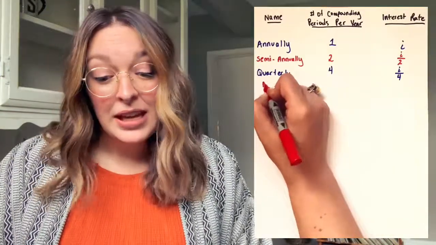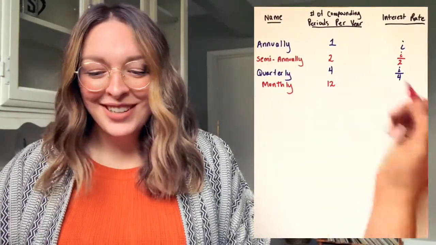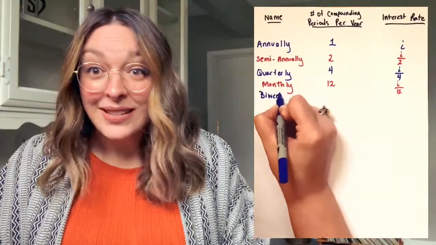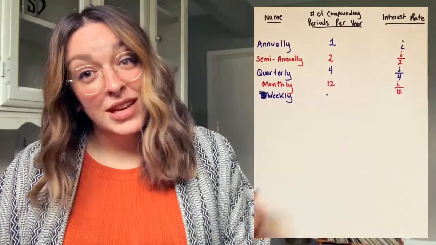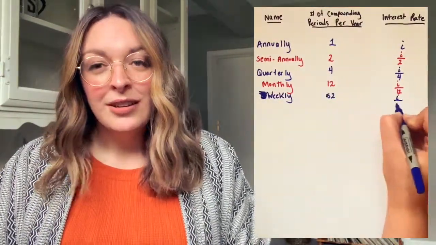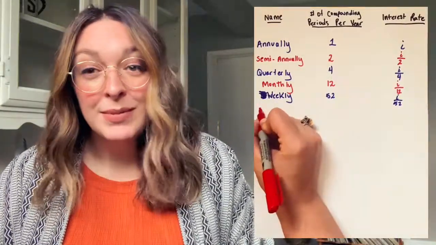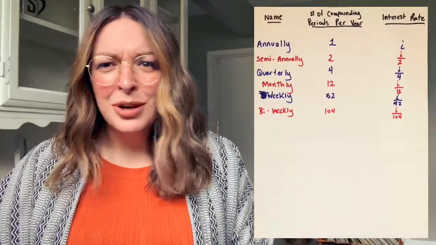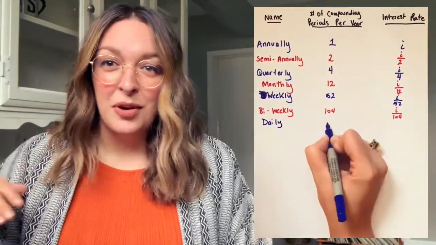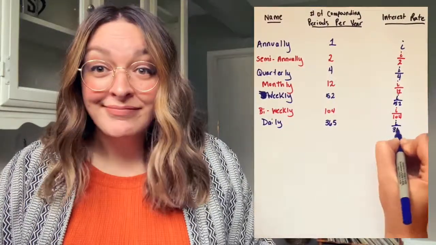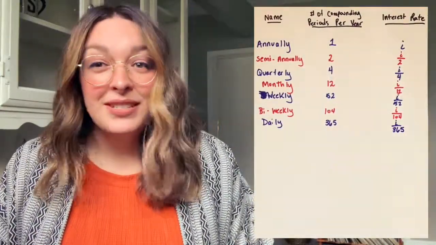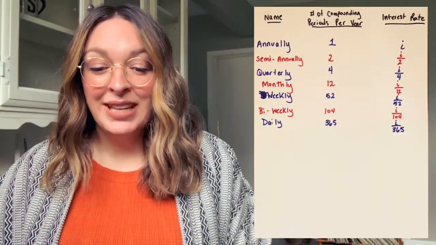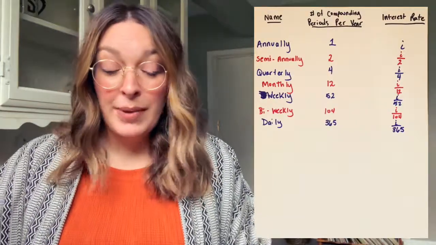We have monthly, that's every month, so that's 12 times a year, obviously. And that's going to be your interest rate divided by 12. You could do weekly, that's 52 times a year. Take your interest rate divided by 52. You can even do bi-weekly, that's 104 times a year. You take your interest rate divided by 104. And I don't know that this ever happens, but hey, let's go for it. You could even invest daily, where it compounds daily. So that's 365 times a year. So you take whatever that interest rate is and you divide by 365. And that's how interest rates work and how compounding periods work.